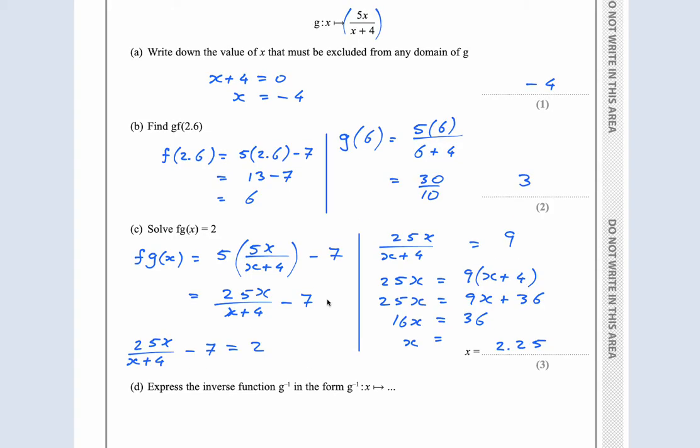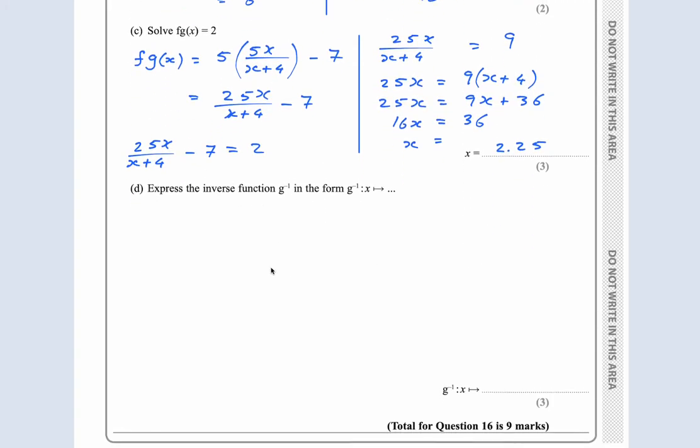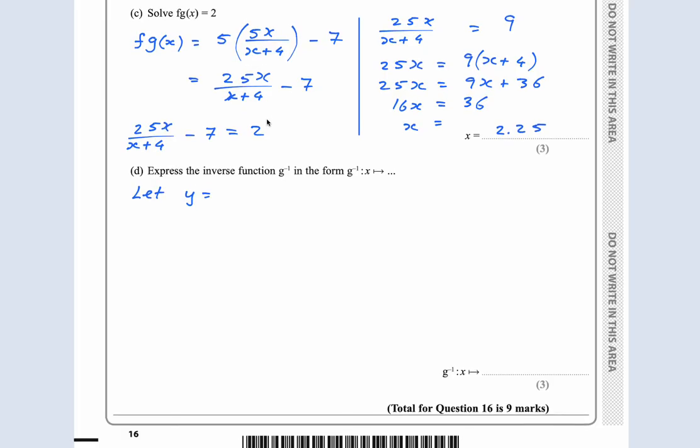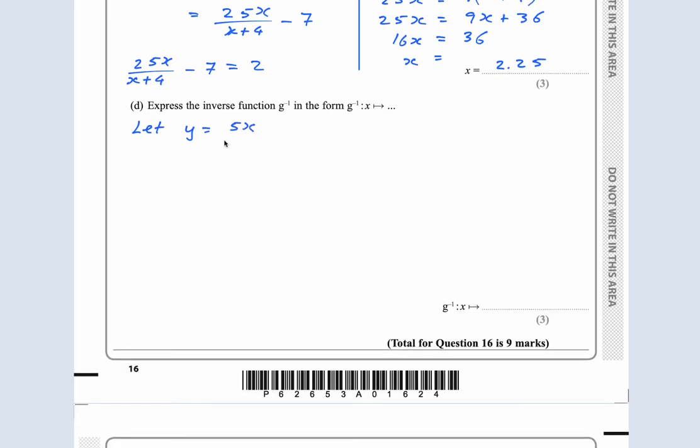Okay. Finally, express the inverse g minus 1 in the form g minus 1 of x. Okay. So g of x is 5x over x plus 4. I'm going to say let y equal 5x over x plus 4. Now, because we're trying to find the inverse function, and the inverse function is essentially swapping the domain and the range, we're going to swap x and y. So I'm just going to write here swap x and y. And you get a mark for this.